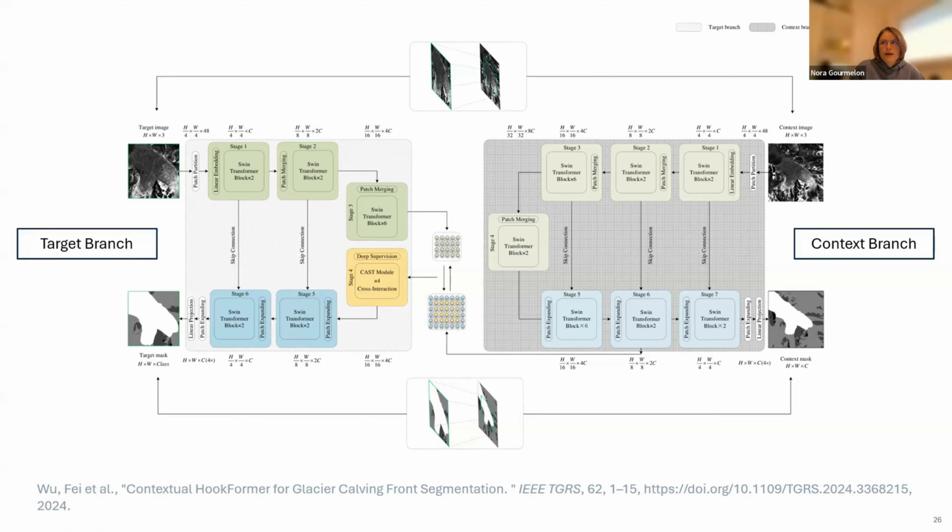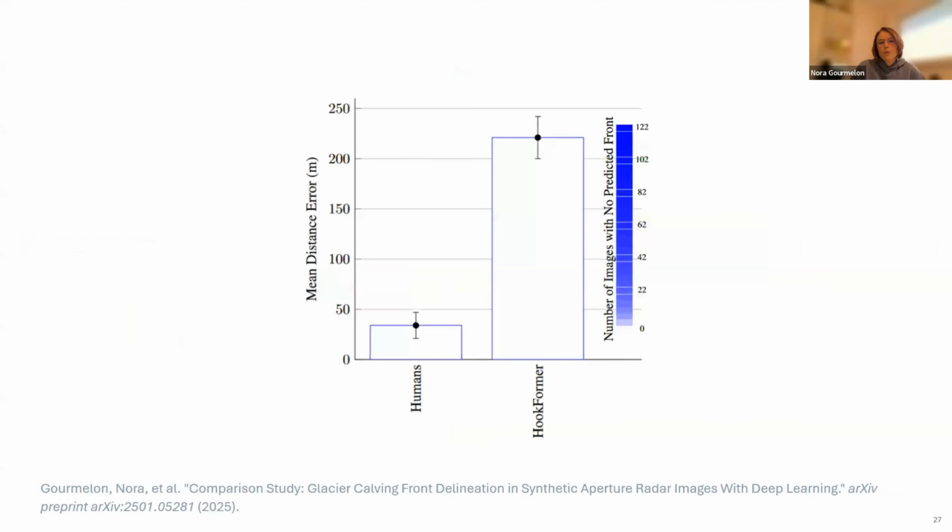So to be able to tell more how far research really is here, we also did a multi-annotator study to be able to compare this best performing model to human performance. And by the results, you see that we still have a gap of around 200 meters of mean distance error.